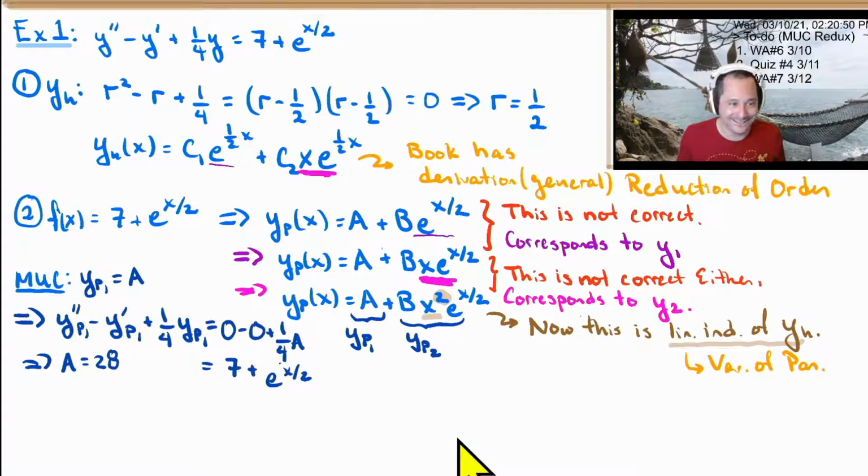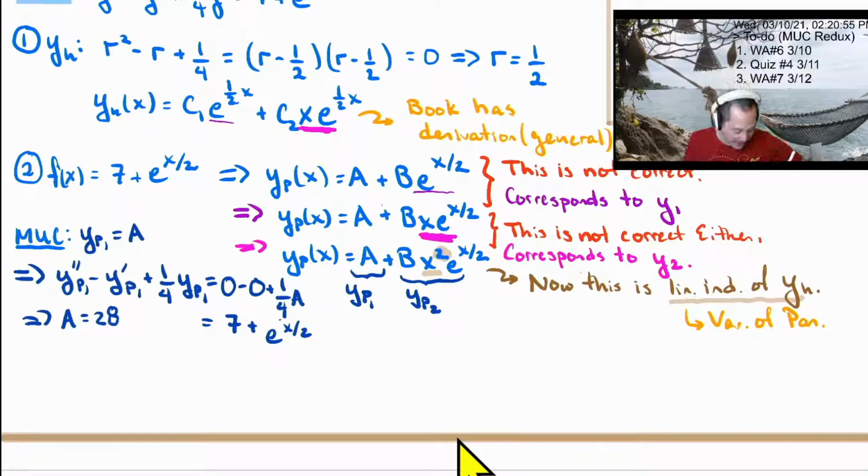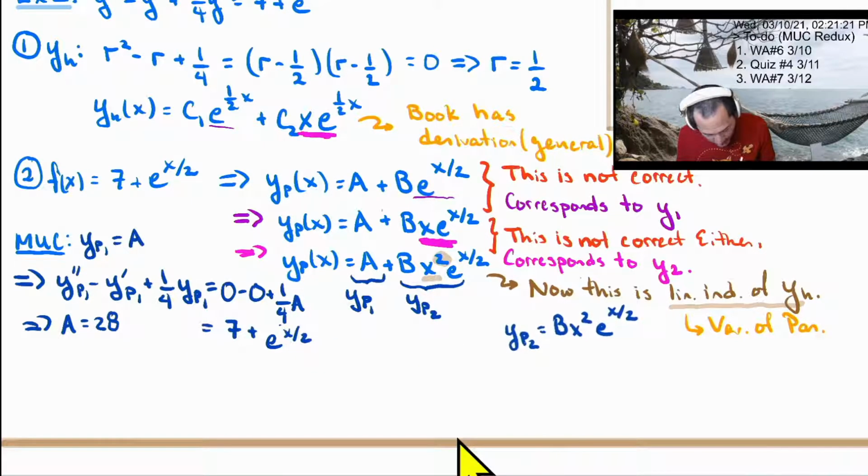Now, I've avoided the fun part, which is the second particular bit. Let's check it out. I have y sub p2 equal to b x squared e to the x over 2. I'm trying to figure out where to lay this out so that it's halfway decent to work with. I need some vertical space, so I'm going to move it over here, because I'm going to play that stacking game again. What do I have to do to put this into the differential equation?